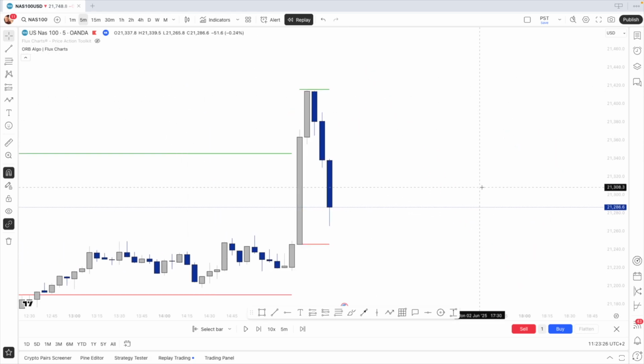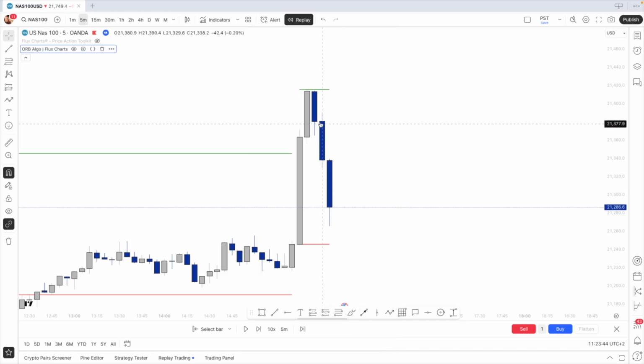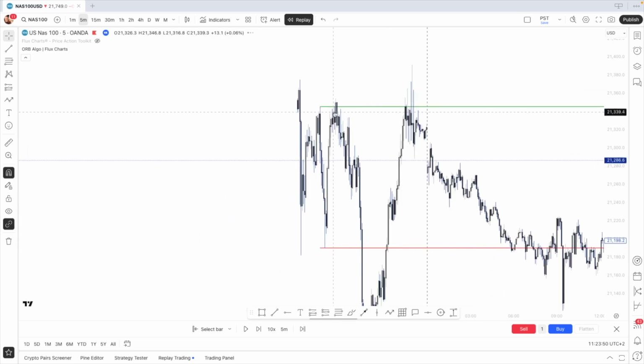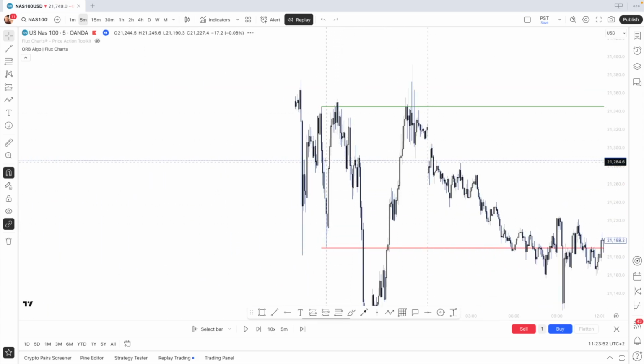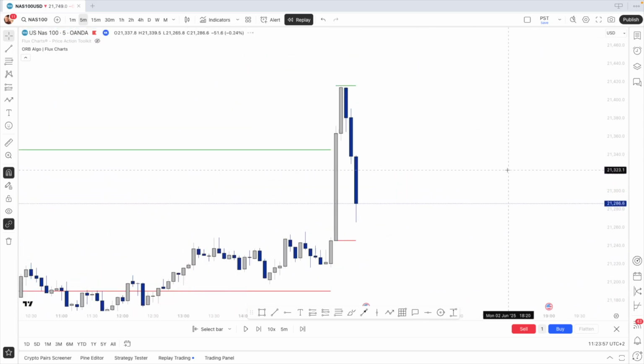Right, so there's two indicators that you need today. The first one is the ORB Algo by Flux Charts. This marks out the first 30 minutes of the day, the 9:30, as you can see here, and you enable it. It's this green and red line, and it marks your 30-minute candle. For example, in this one here, that's your 30-minute range. Same with this one here, it has started.